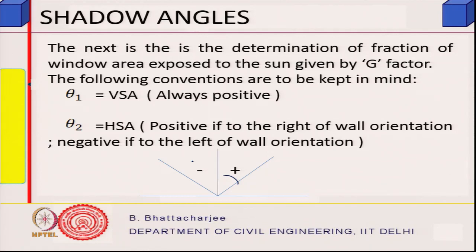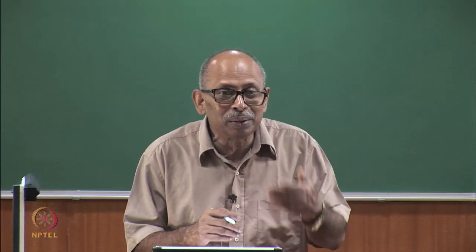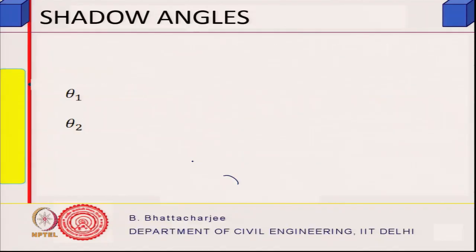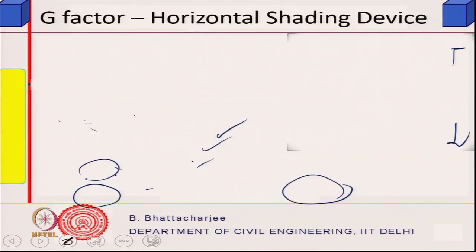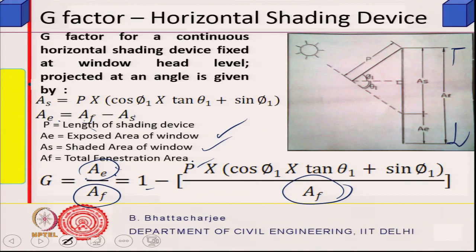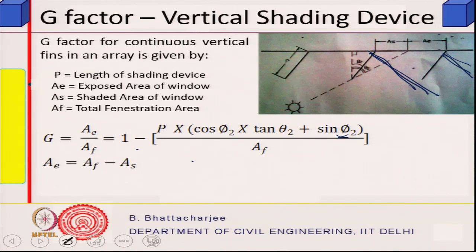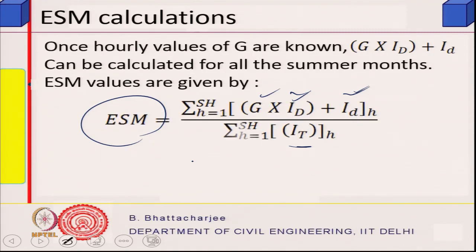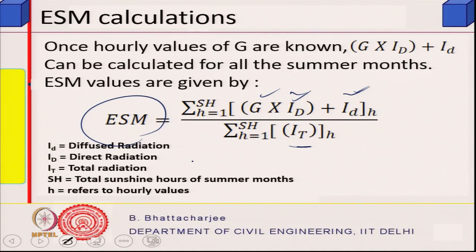If you feel confused, then you take the absolute value, but you have to do the addition or subtraction accordingly, yourself. Otherwise, this sign is positive or negative depending upon angle theta 2 being positive or negative. All right. So that's how we can calculate. And if we find out G, the same thing, then for the whole year you can repeat this process, and you can find out what is called the external shading multiplier, which is a ratio, right.